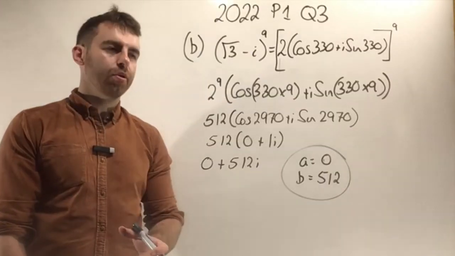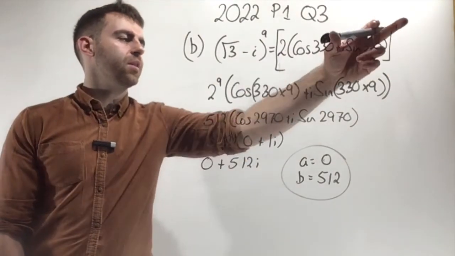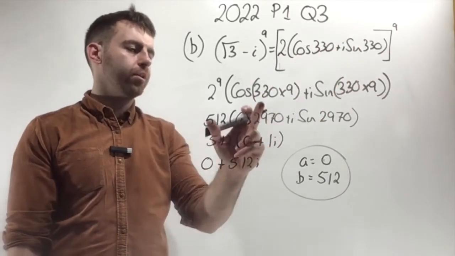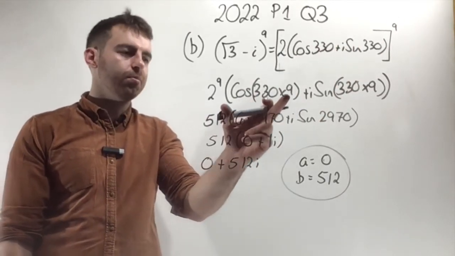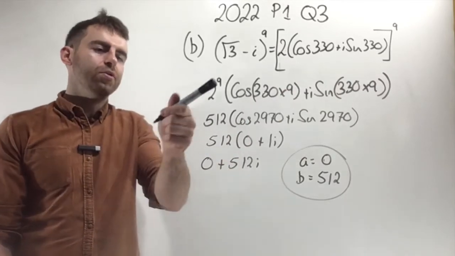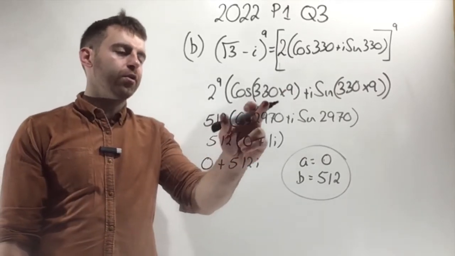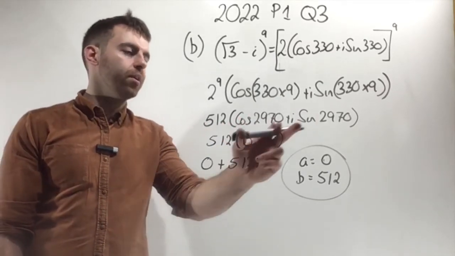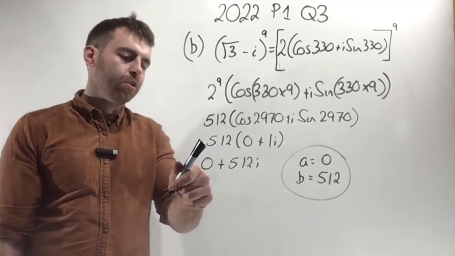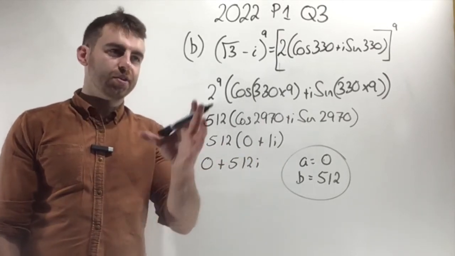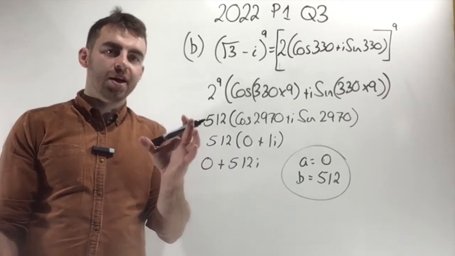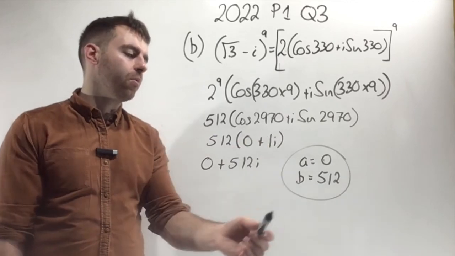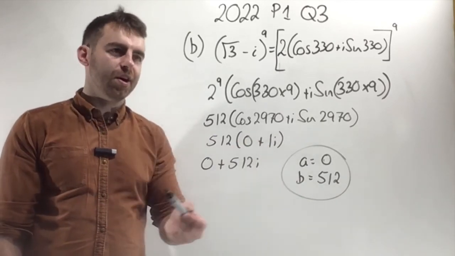So remember, to apply de Moivre's theorem, you simply get the modulus to the power, so it's 2 to the power of 9, and then you multiply the argument by the power. So the angle 330 becomes 330 by 9 in both cases. 2 to the power of 9 is 512, and 330 by 9 is 2970. If you get the cos of that angle, you get 0, and if you get the sine of that angle, you get 1. If you multiply 512 by that, the complex number in the final answer in rectangular form is 0 plus 512i, which means a equals 0 and b equals 512. And that's your final answer for part B.